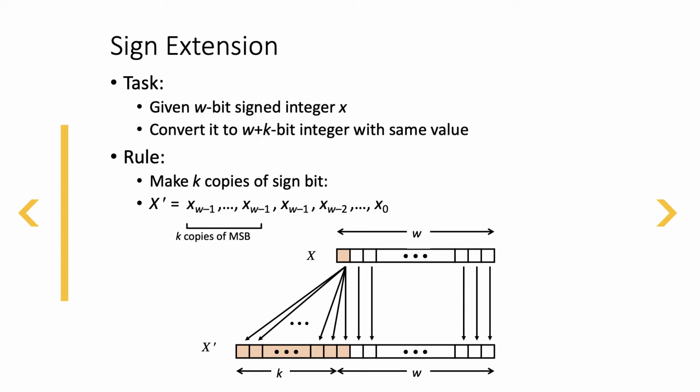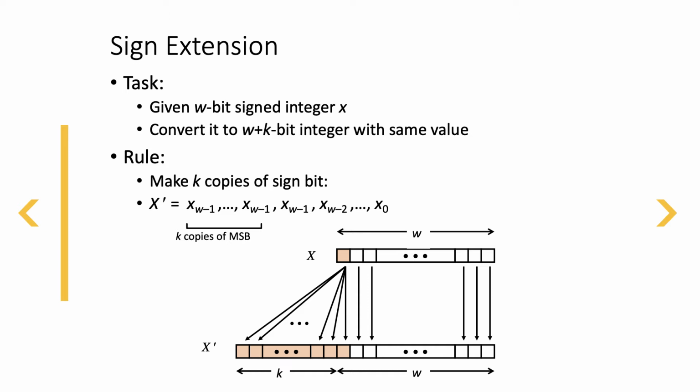Now with signed integers, it's a little more complicated, but not by much. It's actually a very, very simple process. To convert a given W bit signed integer to a W plus K bit signed integer, if we're going to expand it by K digits, all we have to do is something called sign extension. That just means we make K copies of the sign bit and fill those to the left.